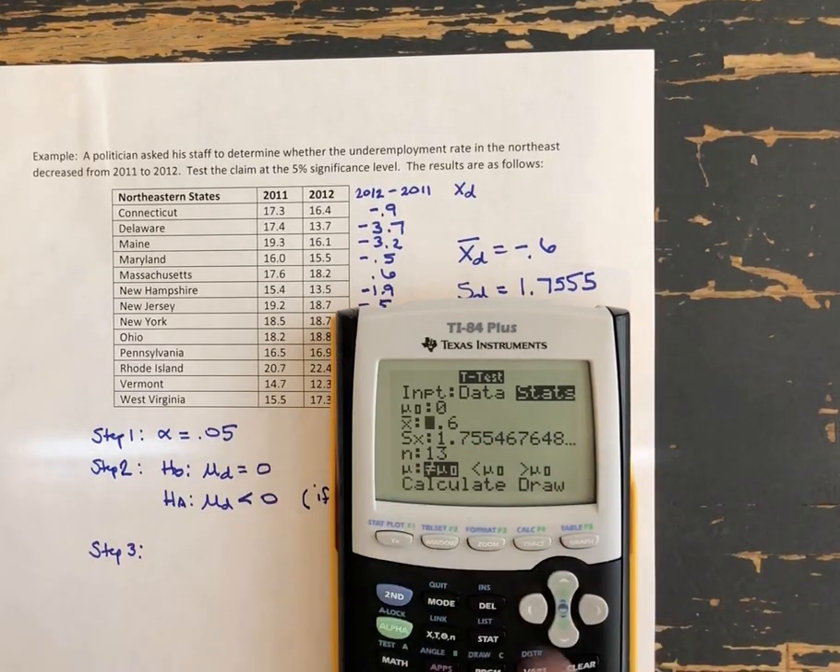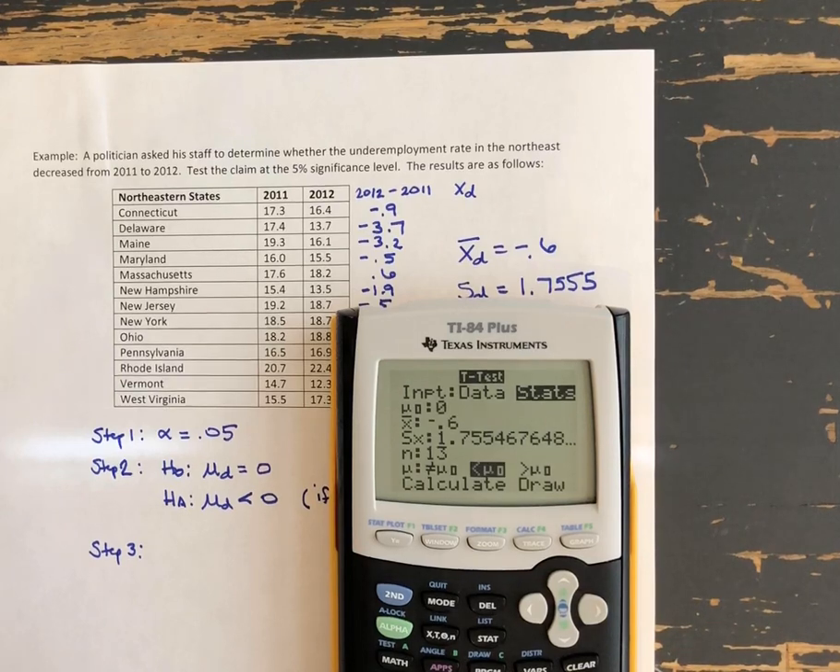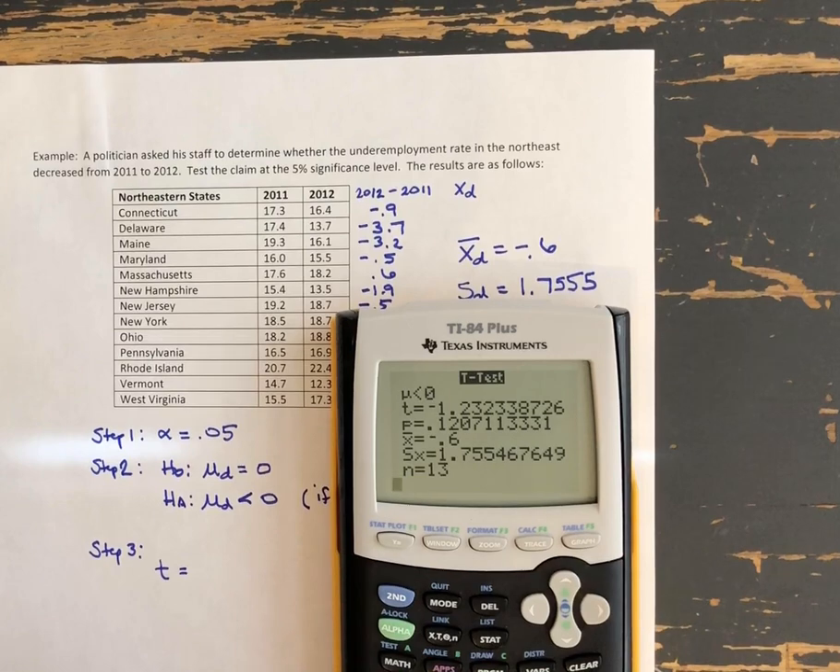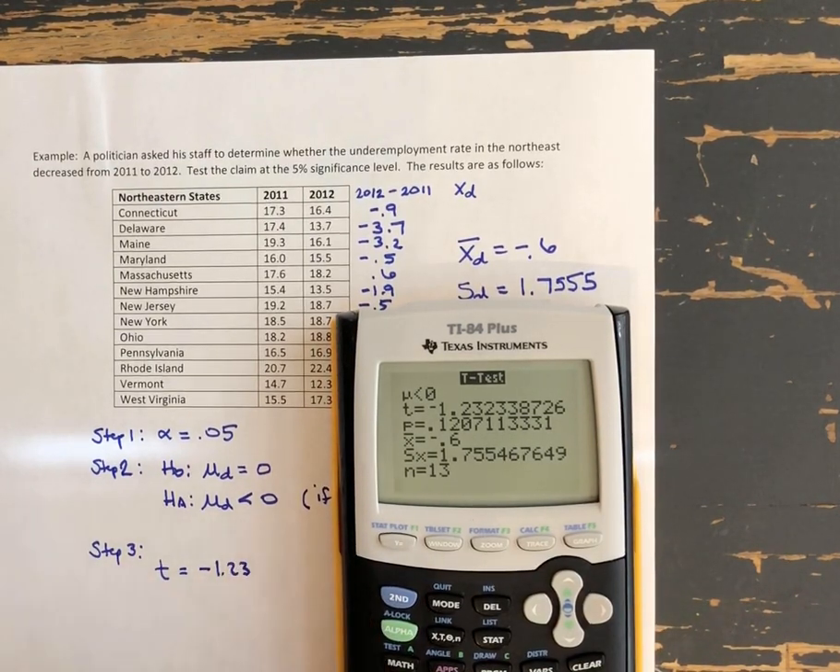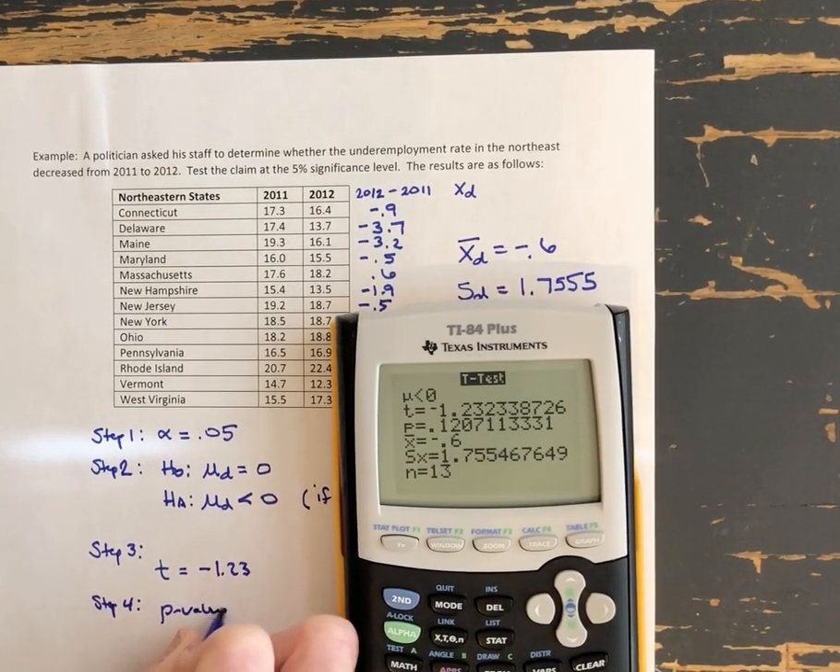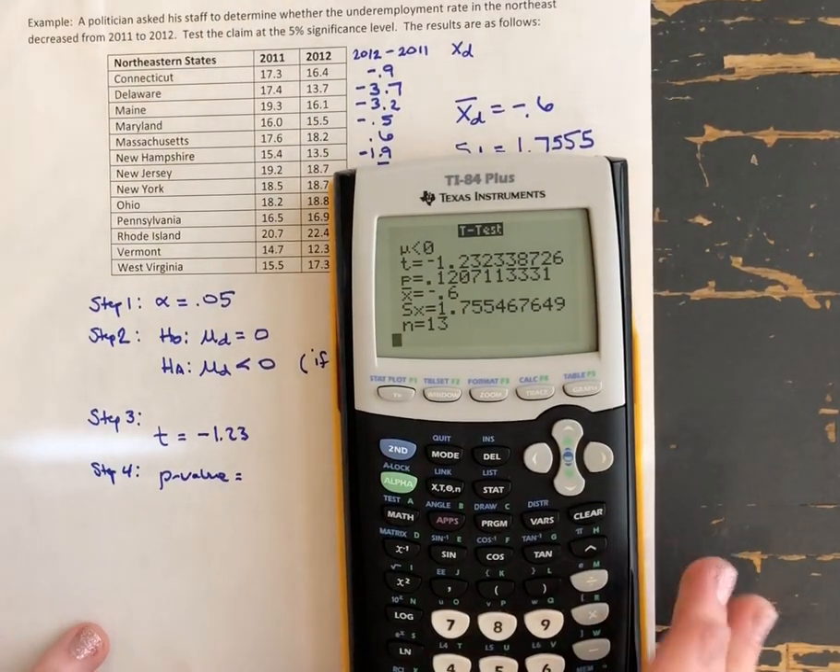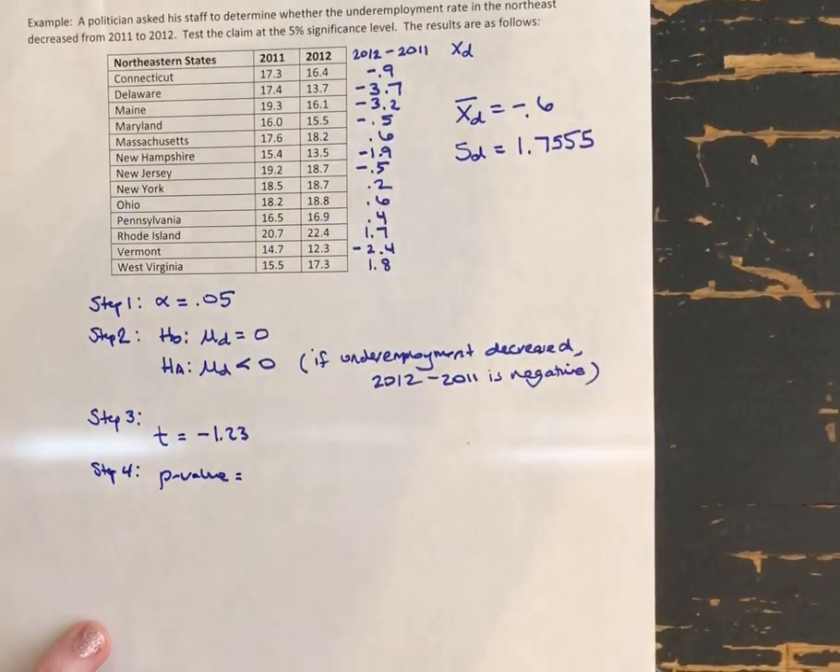It has our sample size, and we are doing a left-tailed alternative, so we need to change that to less than. And go ahead and scroll down to Calculate, and you get a test statistic t of -1.23 and a p-value of 0.1207.